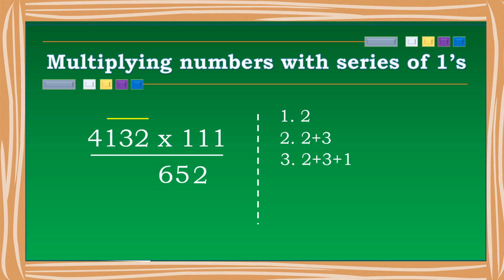So next step, we leave 2 and we start from 3. 3 plus 1 plus 4. Answer is 8. Next, leaving 3, 1 plus 4, 5. Next step, 4 as it is. So that's our answer.